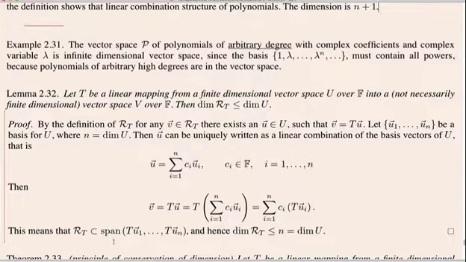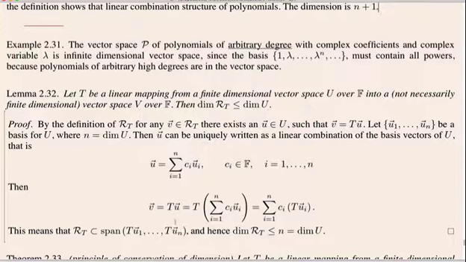What does it mean? That means that the range, where v is an arbitrary vector, any vector in the range can be written as a linear combination of the T u_i vectors. So the range is a subset of the span of the T u_1, ..., T u_n vectors. And that means then that the dimension of the range must be less than or equal to n.